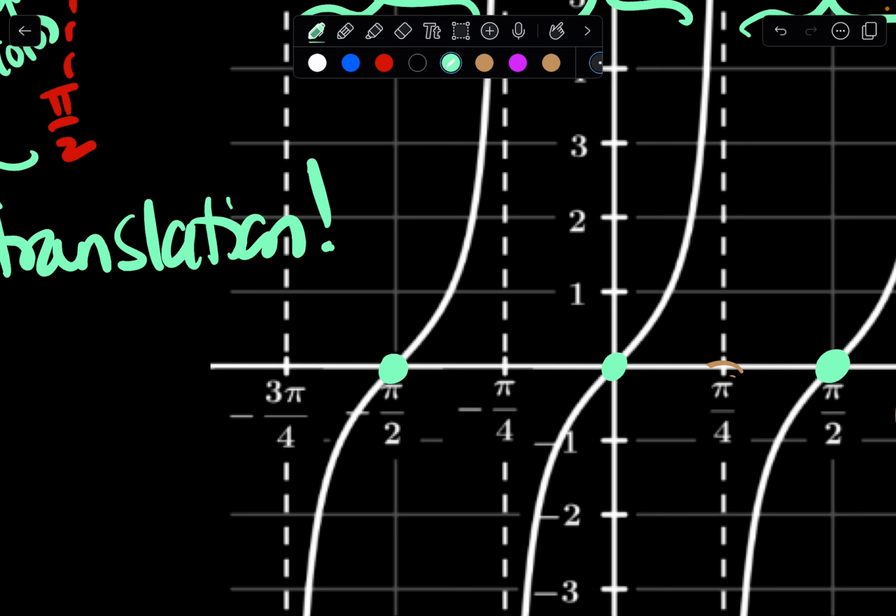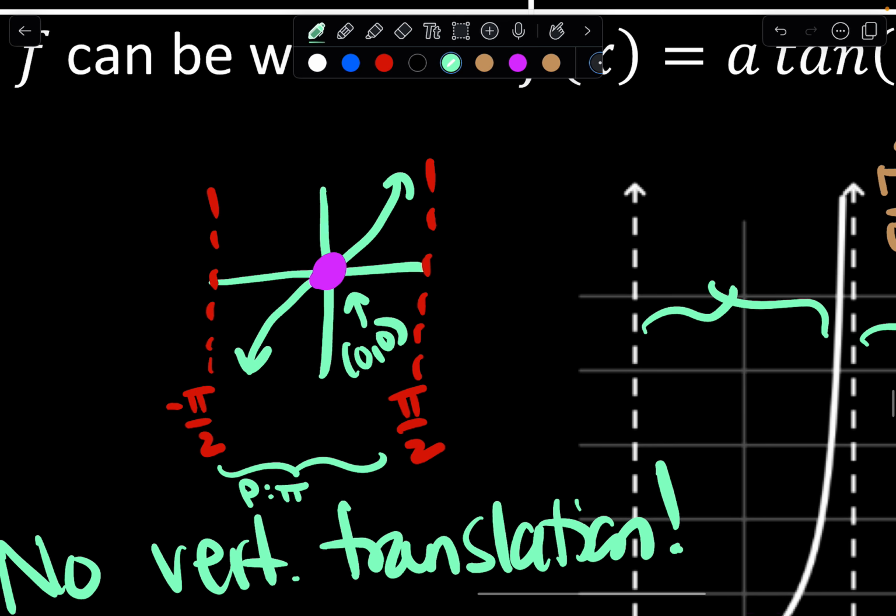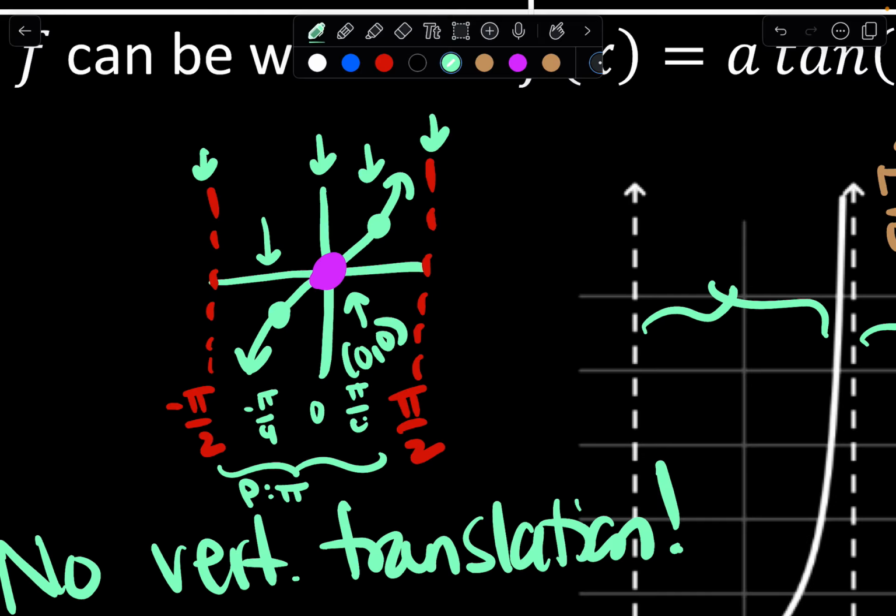So if we think about our parent function, think about the key points for tangents, okay? So for tangent, we have 5 key points. We have the vertical asymptote as a key point, the point of inflection, and then the second vertical asymptote. We also had key points halfway in between those, okay? So in my parent function, I had negative pi over 4, we had 0, and then pi over 4. And the outputs were -1 and +1.